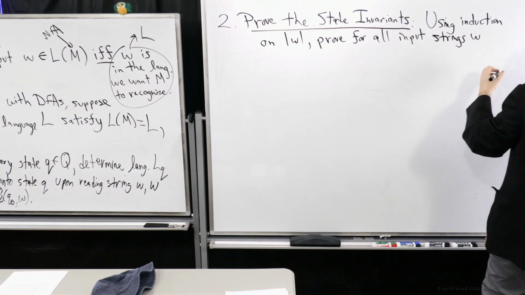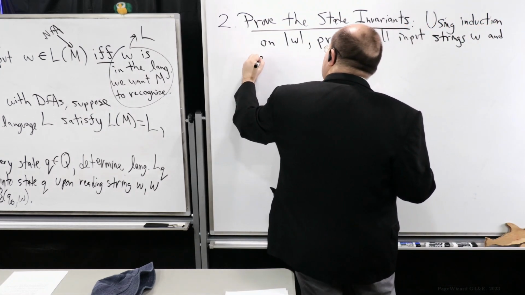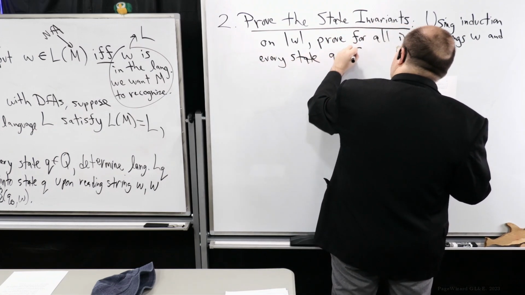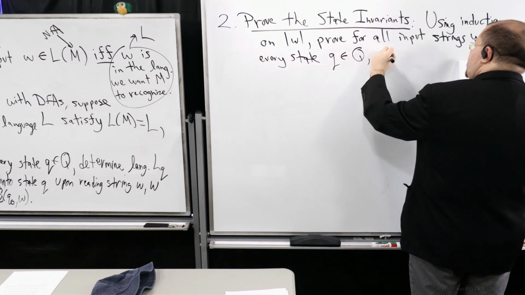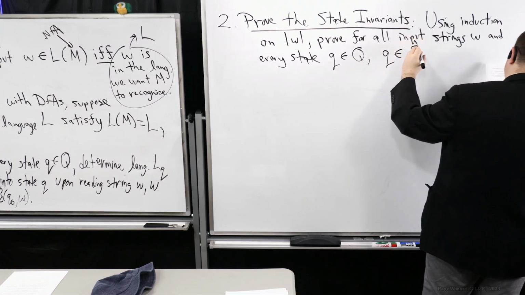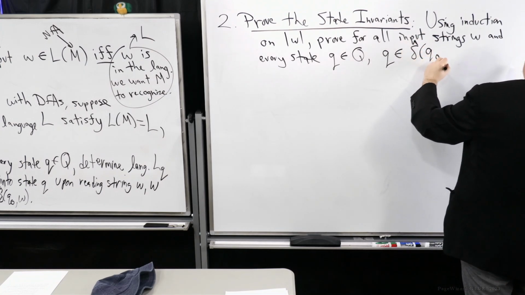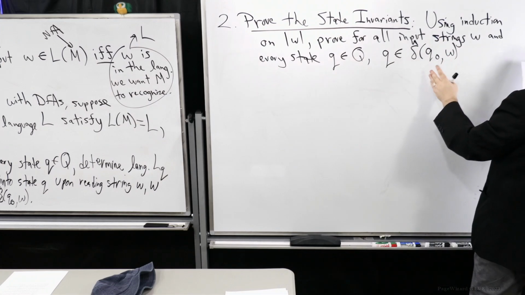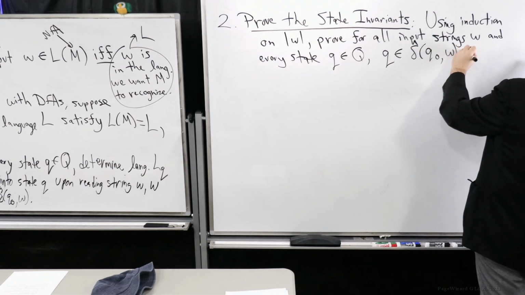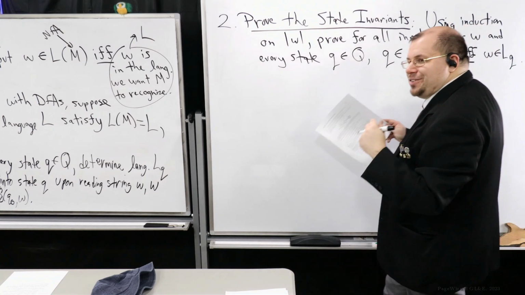For all input strings W and every state q in Q, what you want to do is prove that q is in δ-hat, the resulting states of δ-hat. Remember, there's a hat here. It's not just the transition function, it's the extended transition function of q0, W. So just upon processing the string starting at q0 on string W, if and only if W is in L_q, as I previously stated. But you'll prove this using mathematical induction.